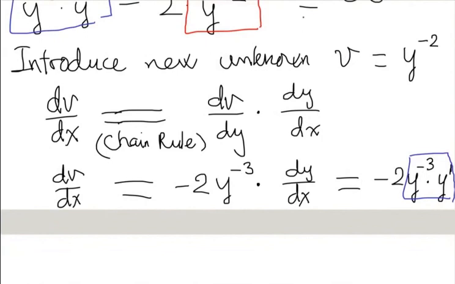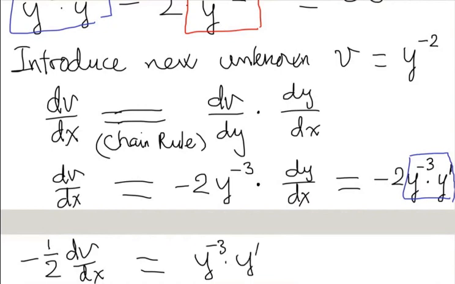But we have a constant negative 2 in front. Let's get rid of that constant by dividing everything by minus 2. Then we will have on the left minus a half dv dx equal to y to the negative 3 y prime.